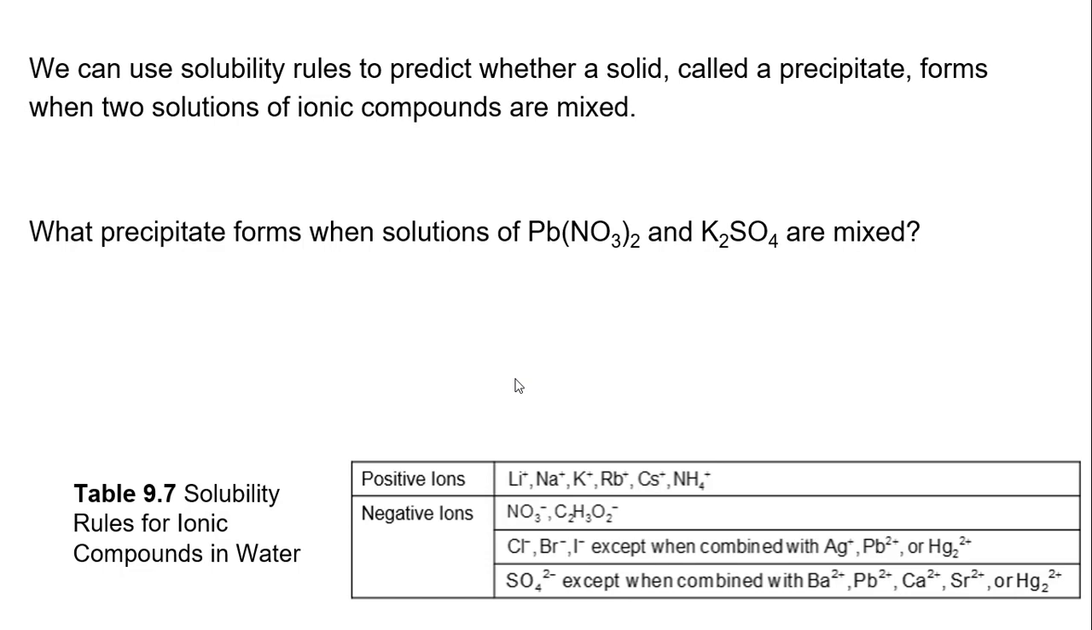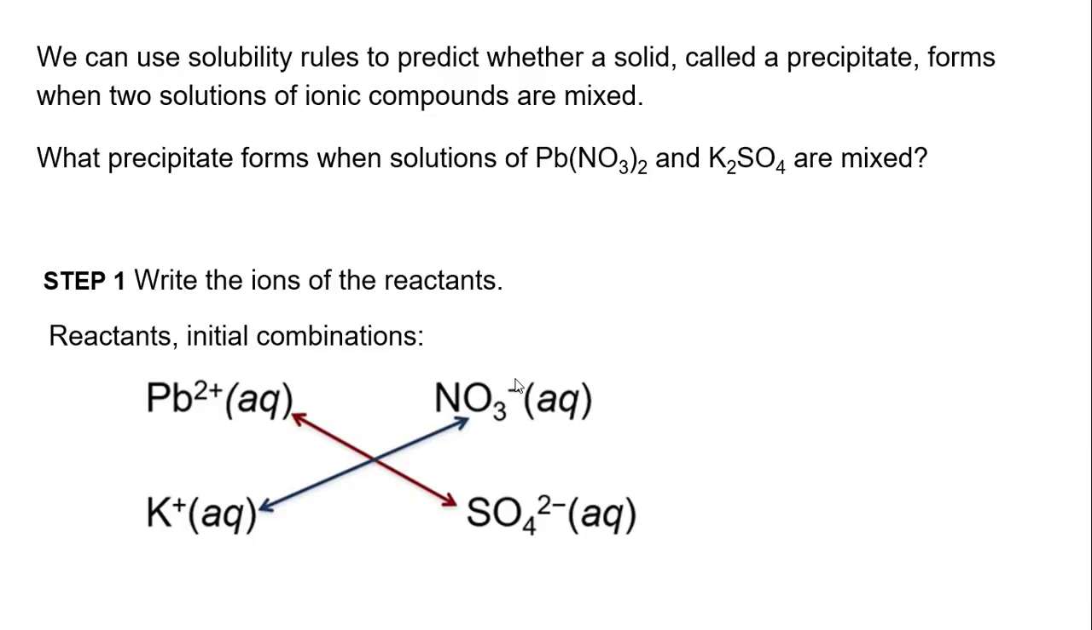All right, we will use solubility rules to predict whether a solid, called a precipitate, forms when two solutions of ionic compounds are mixed. What precipitate forms when solutions of lead II nitrate and potassium sulfate are mixed? So we're going to mix these up, and now we have a double replacement reaction. So we're going to have to switch partners on these, and we do the crisscross method.